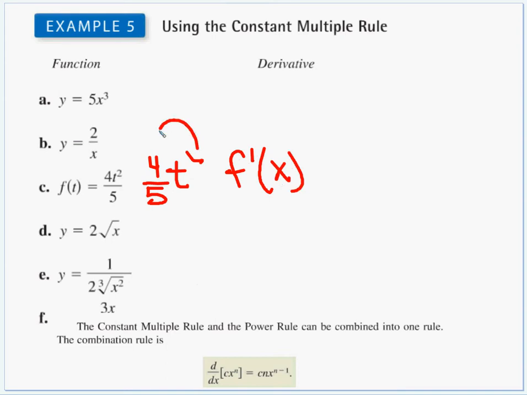This exponent squared is going to come down and multiply. 2 times 4/5 is 8/5. And then we're going to have t to 1 power lower. 8/5 t to the first.